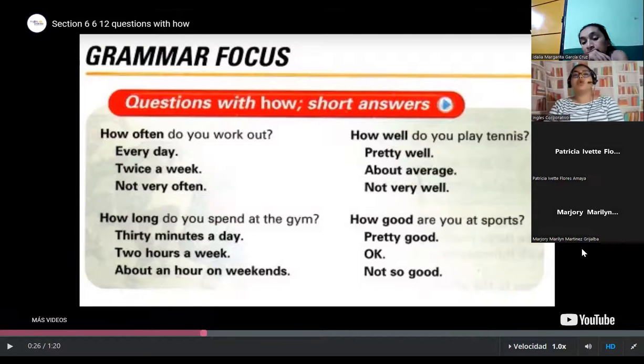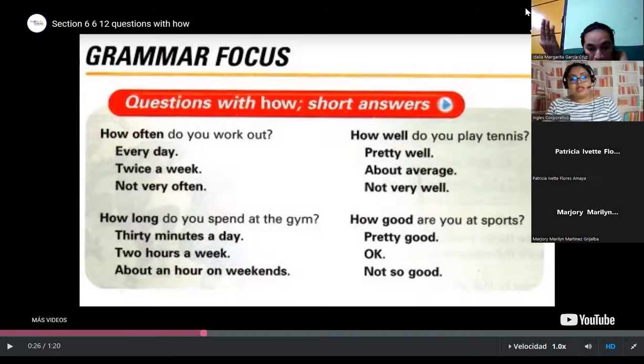How often do you work out? Every day, twice a week, not very often. In the second one, how well do you play tennis? ¿Qué tan bien juegas el tenis? Pretty well, about average, not very well. How long do you spend at the gym? ¿Qué tanto tiempo o cuánto tiempo permaneces o pasas en el gimnasio?